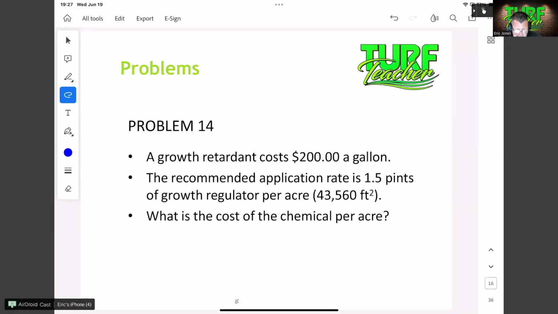Problem 14. A growth retardant costs $200 a gallon. The recommended application rate is 1.5 pints of growth regulator per acre, 43,560. What is the cost of the chemical per acre? So we're going to set this problem up. 8 pints, $200.